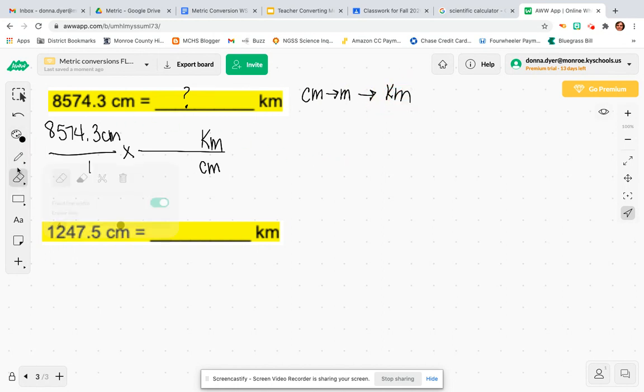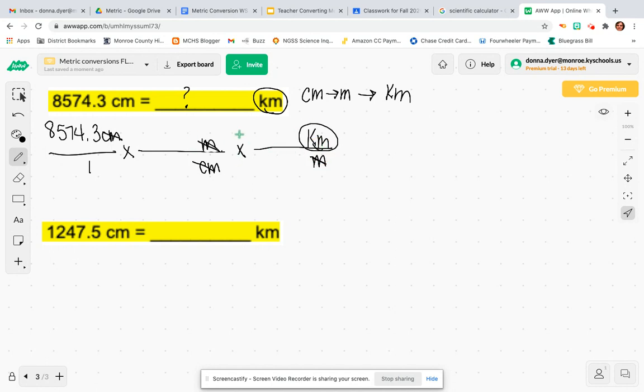So again, as I said, we're going to have to change from centi to meter first. So I was given centi, I put it on the bottom so it would cancel out, and I'm going to change centi to meter, so meter goes on the top. Next, I want to go from meter to kilometer. So I want to get rid of meter. Where does it go to cancel out? On the bottom. I want to change to kilometer. That's what I'm solving for, so that goes on the top. Now my meters cancel out, and I'm left with kilometer.